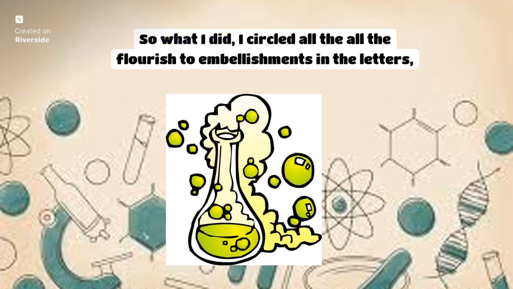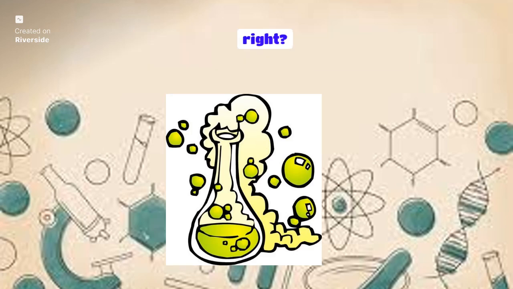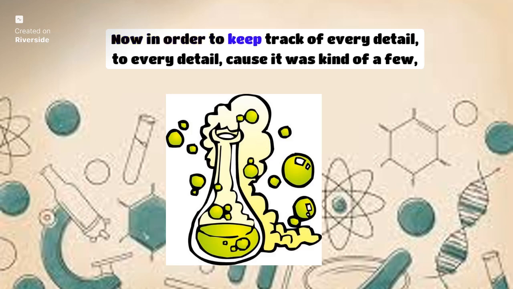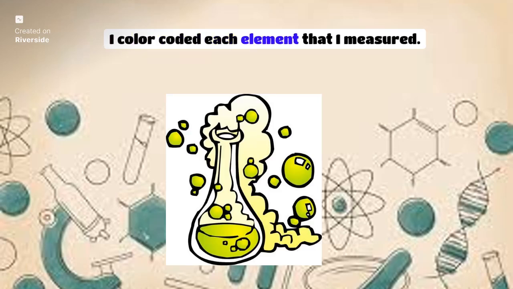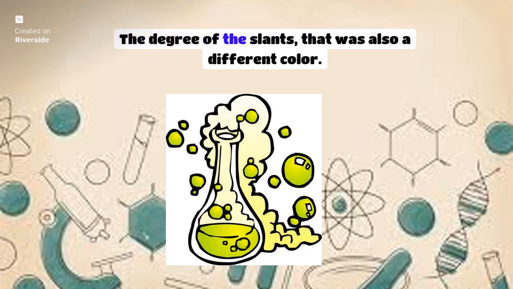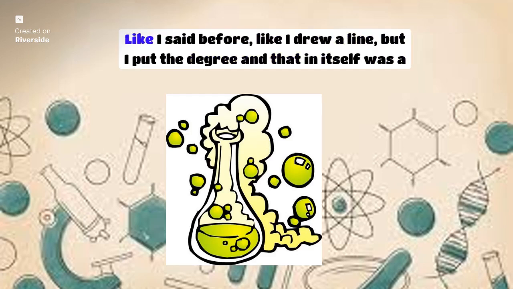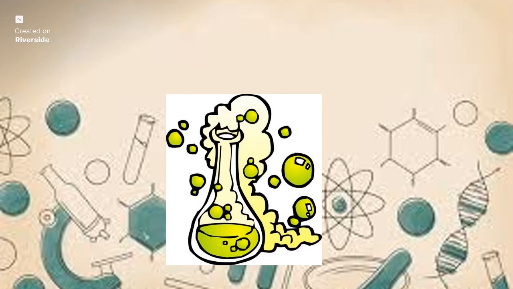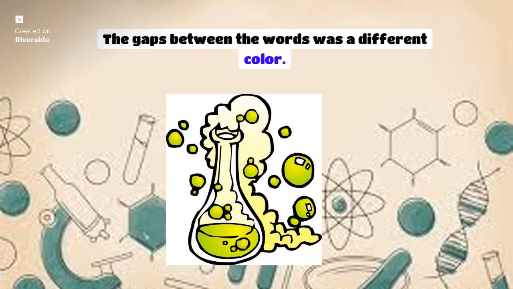So what I did, I circled all the flourishes or embellishments in the letters. Now, in order to keep track of every detail, because there were quite a few, I color coded each element that I measured. The flourishes or embellishments were one color. The degree of the slants was a different color. Like I said before, I drew a line and put the degree, and that in itself was a different color. The gaps between the words was a different color. The height of the words was a different color.